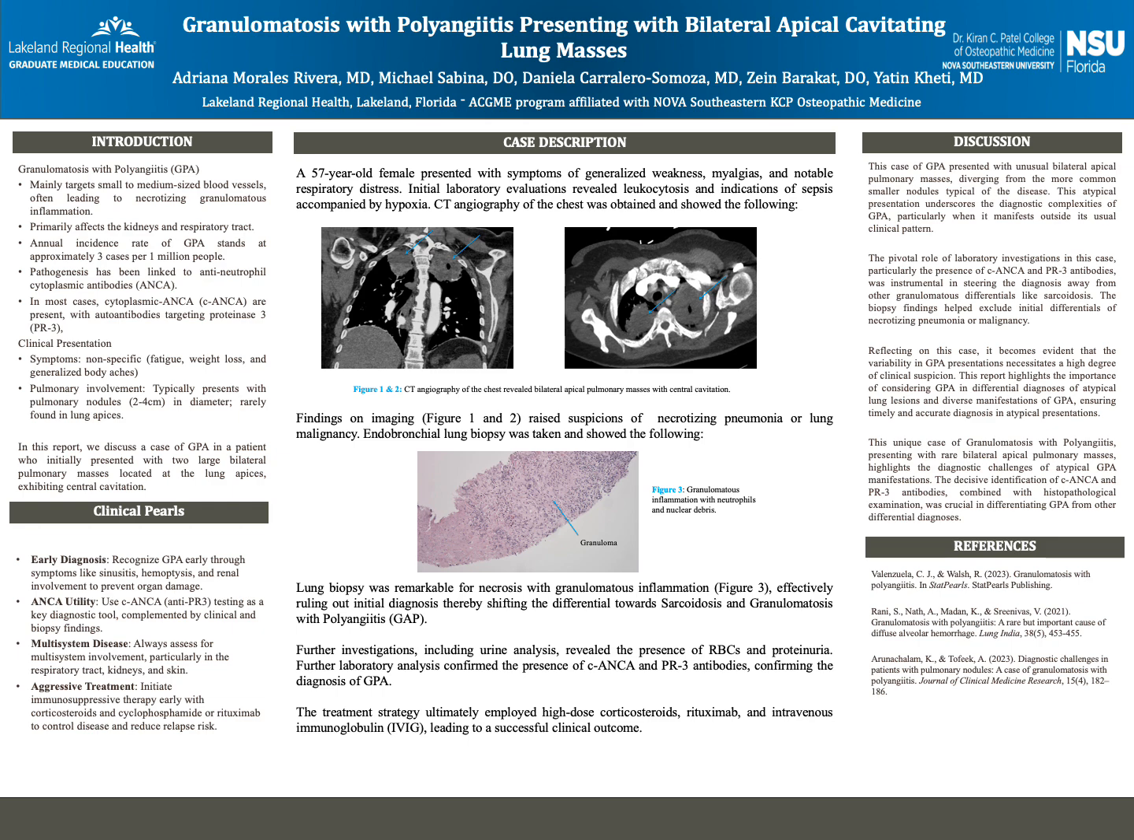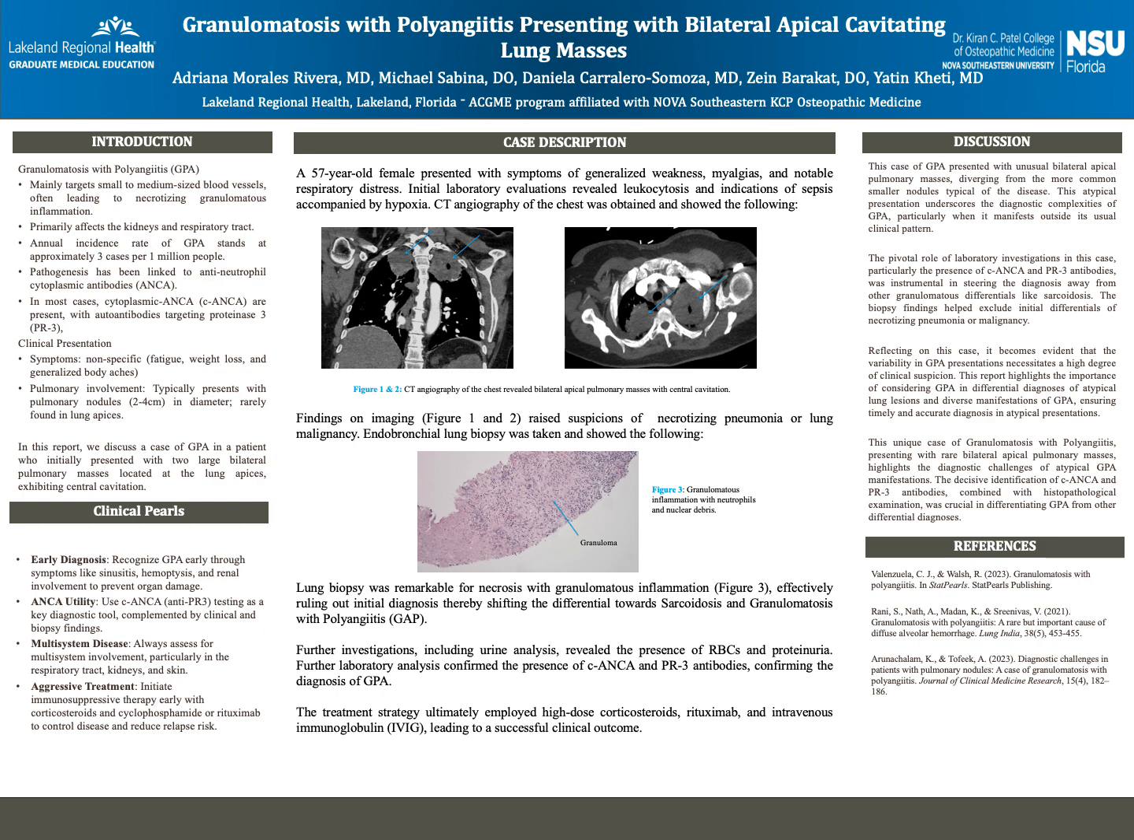This case is particularly intriguing due to its unusual presentation with bilateral apical pulmonary masses, which diverges from the more common small nodular type typically seen in GPA. This underscores the importance of considering GPA even in atypical radiological presentation.